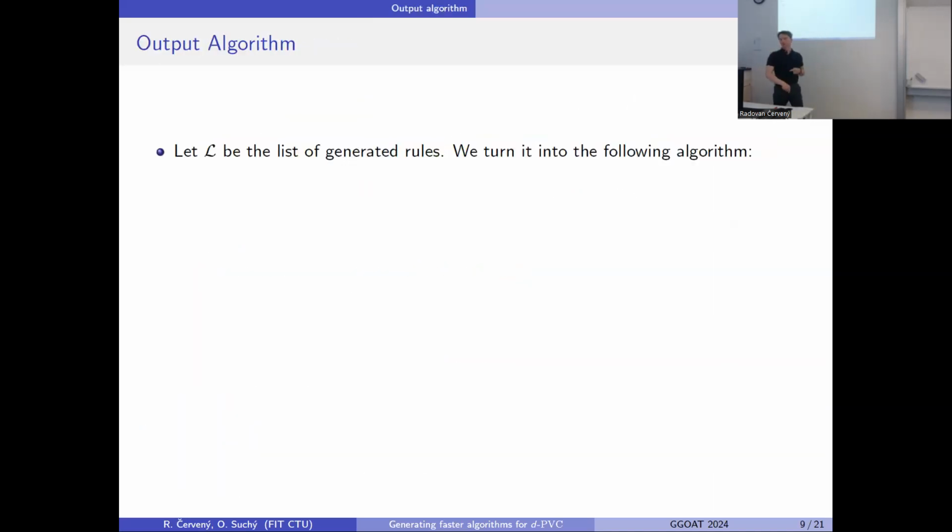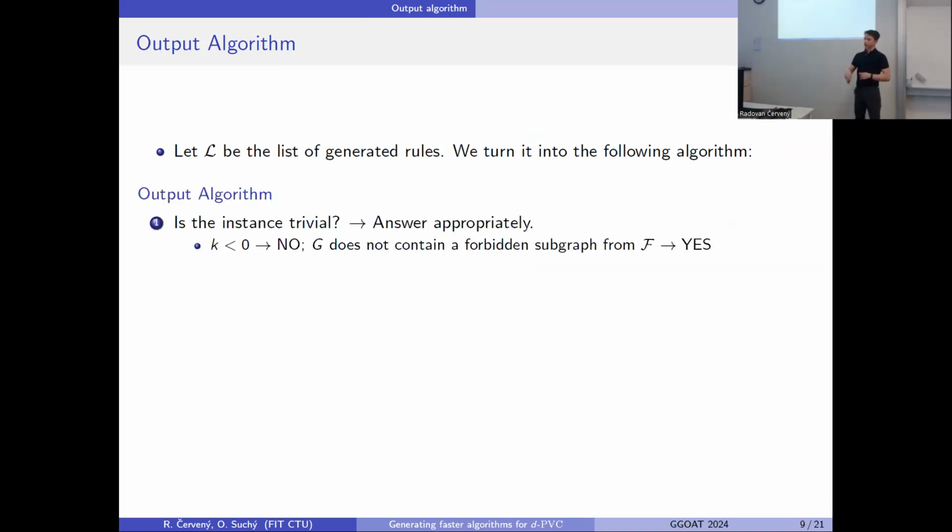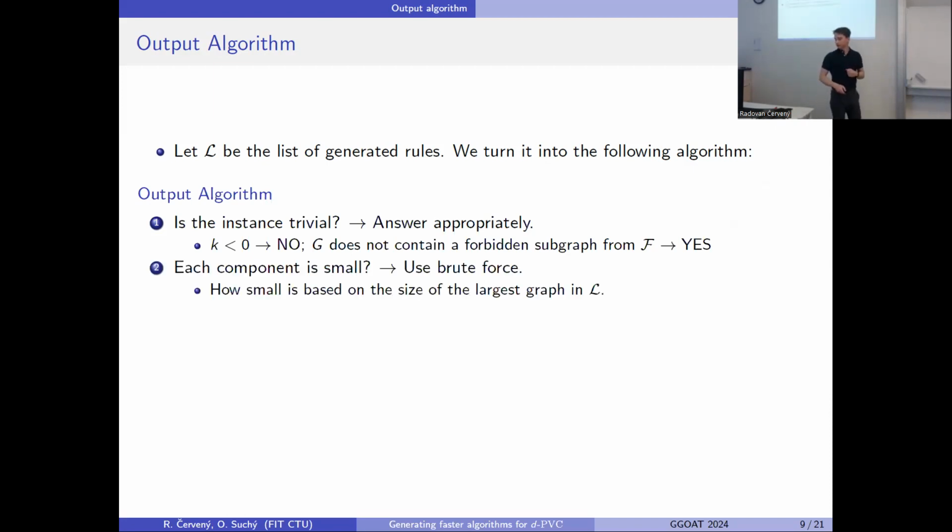So how do we put them into the output algorithm? Let's assume that we already have some list of generated branching rules, and we do the following. First is a typical stopping condition. If the instance is already trivial, then we can answer appropriately. For example, if we have exceeded our budget, then we say no. Now, if each component is small, we can just brute force the result. Just use any algorithm that you can think of. It will probably run in polynomial time, and it will be good.